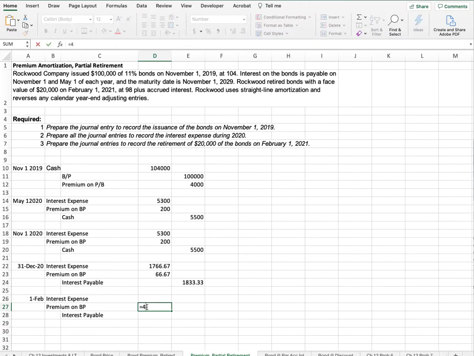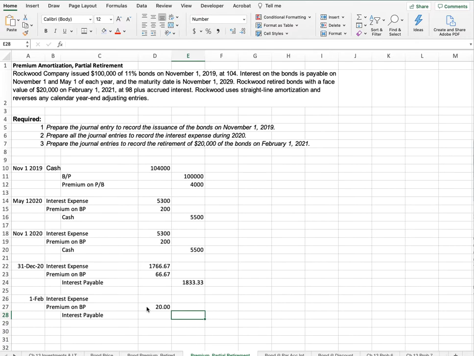So we'll say that this is equal to our 4,000 premium times, open parentheses, 3 out of 120 total months, times, and we could just say 20% because we know that, but I'll just go ahead and type it out, 20,000 divided by 100,000. And so we get $20 for this premium on the bonds payable.